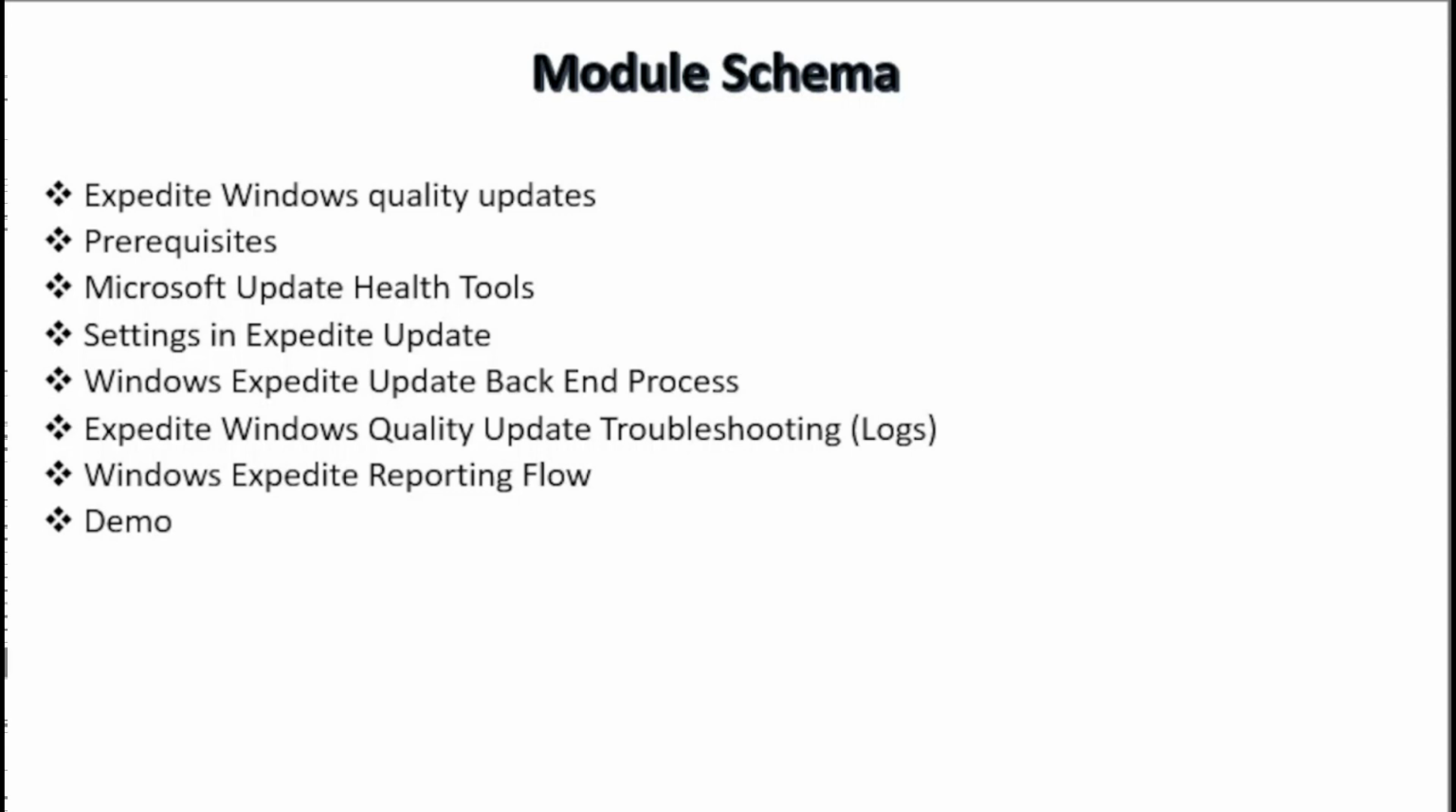In this module, I will be covering Expedite Windows Quality Update and its prerequisite, what is Microsoft Update Health Tool, what are the settings in Expedite Update deployment, then Windows Update Expedite backend process, and then we will discuss about Expedite Windows Quality Update troubleshooting and logging flow. Then I will perform the test in lab environment.